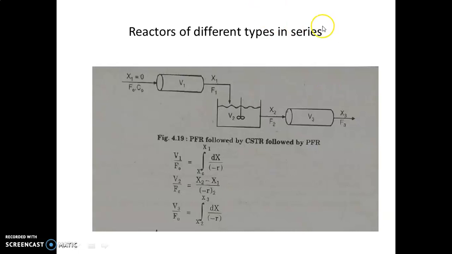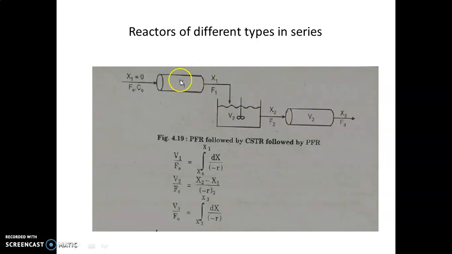Similarly, we can arrange again the plug flow reactor. That means here the plug flow reactor is followed by a CSTR, and again it is followed by a plug flow reactor. In the previous case there were two CSTRs. In this case there are two plug flow reactors and one CSTR.